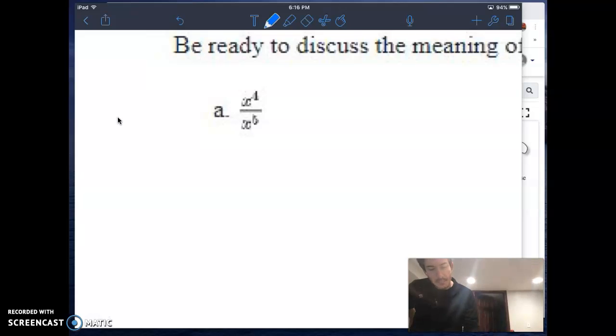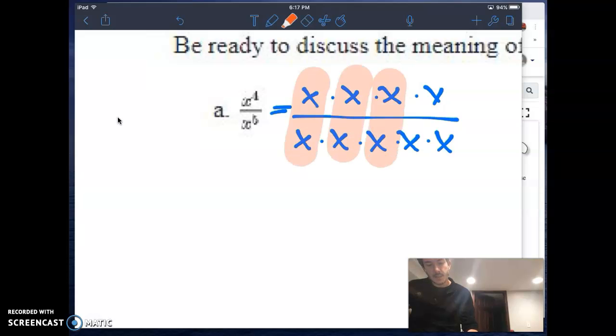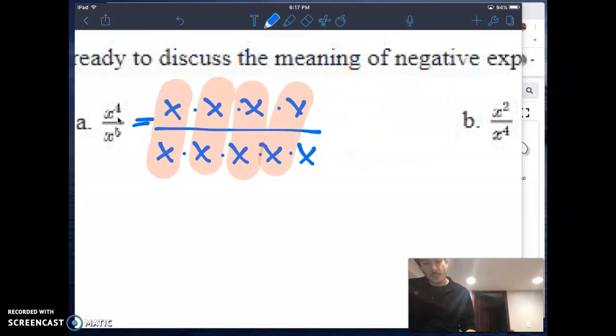And if I expand this, that's x to the fourth, so x, x, x, x. And then on the bottom, x, x, x, x, x, because that's x to the fifth. Now, check this out, because I'll go ahead and strike these. Those cancel, these cancel, these cancel, and these cancel. Well, what do I got? I've got an x left, but where the heck is it? It's on the bottom.